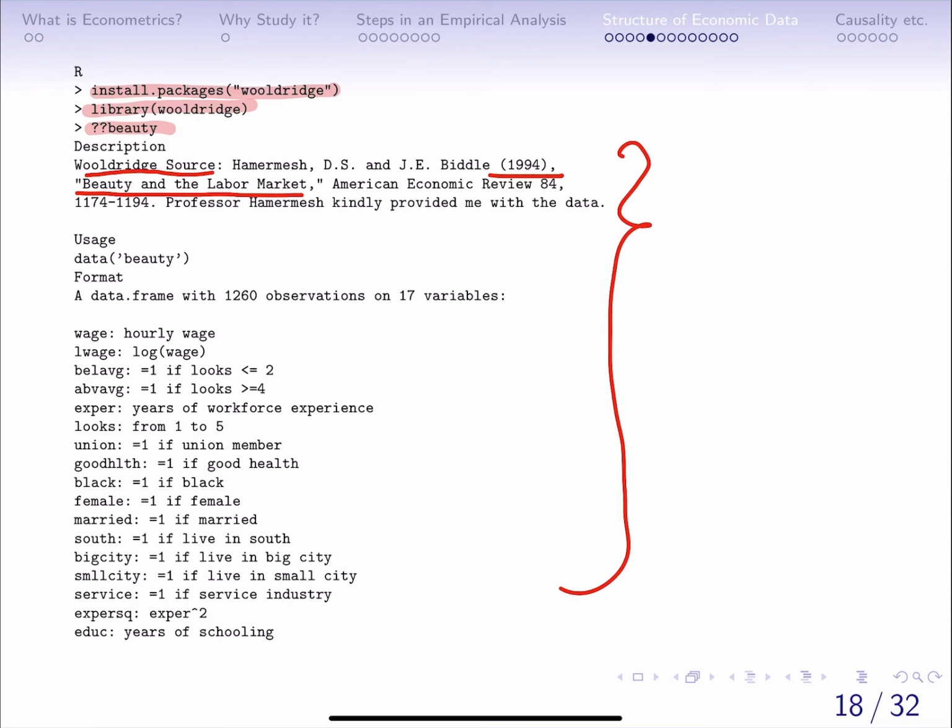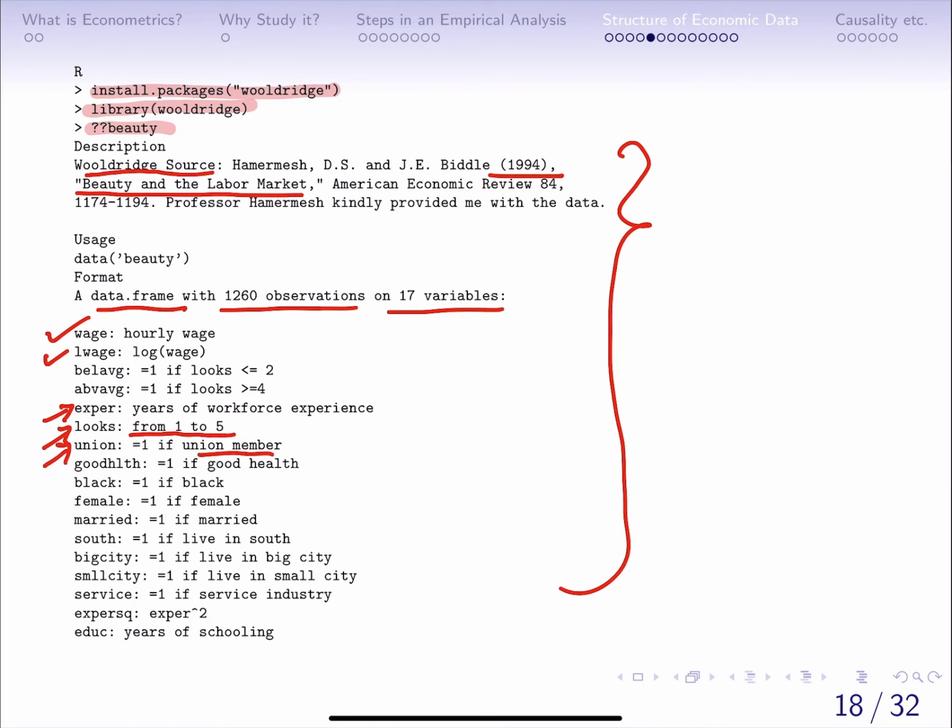On the right hand side in R, you would see that this is a data frame which has 1,260 observations on 17 variables, and let's take a look at what these variables are. So we have wage data, and probably another column which gives the log of wages, and then you have some data on experience, and some data on looks. Looks is basically a qualitative variable that goes from 1 to 5. Is the person a union member or not?